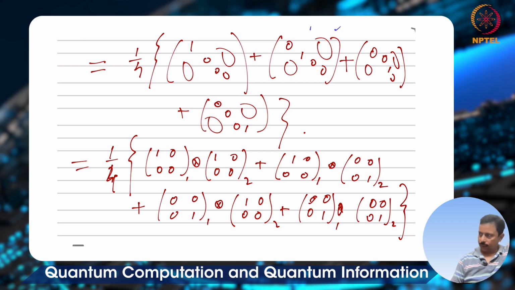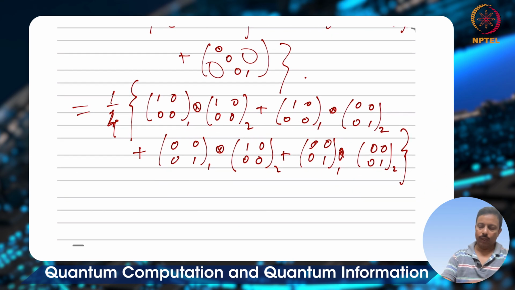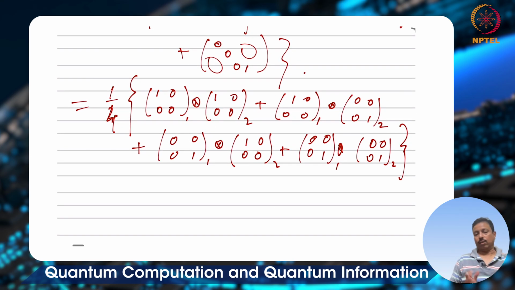Now notice that this sum is actually interesting, because what I have is a product of two density matrices, in the sense like 2 by 2 density matrices. They're all density matrices because they're diagonal, and they have only one eigenvalue, and that's 1. So this thing is a sum of products of 2 by 2 density matrices which belong to Hilbert space 1 and Hilbert space 2.